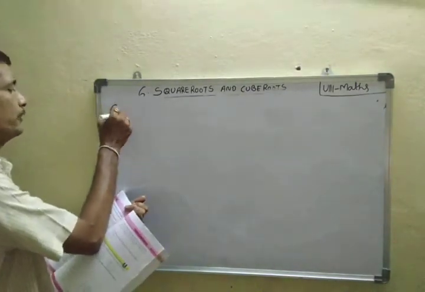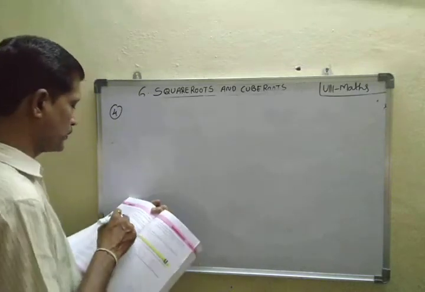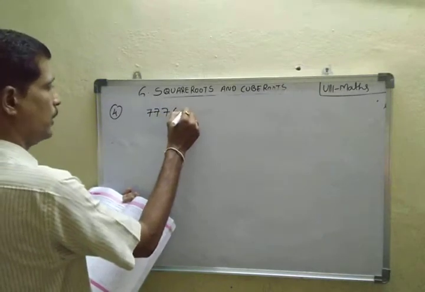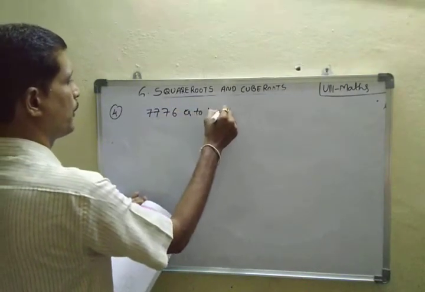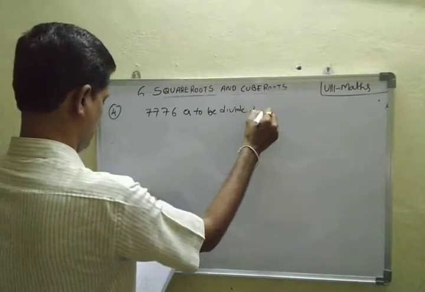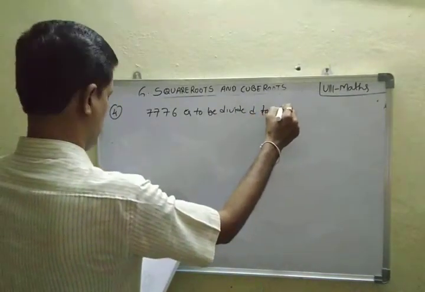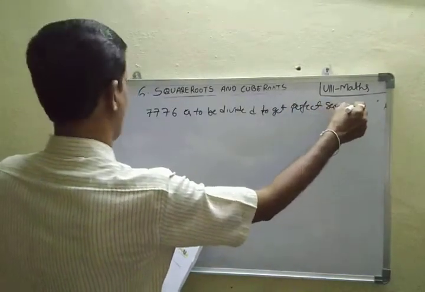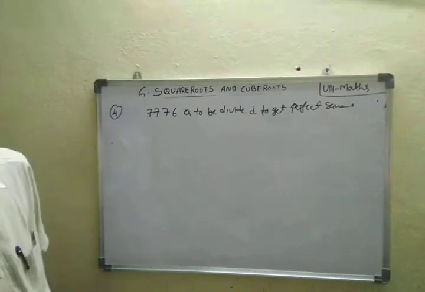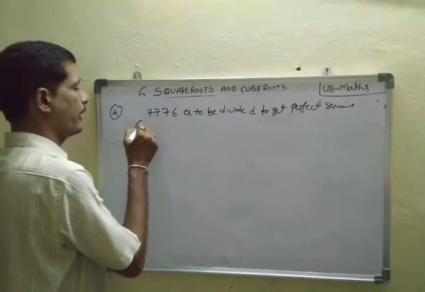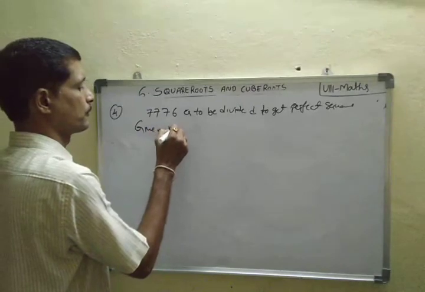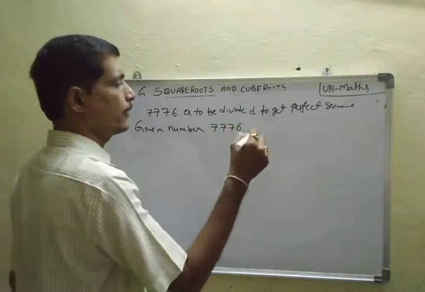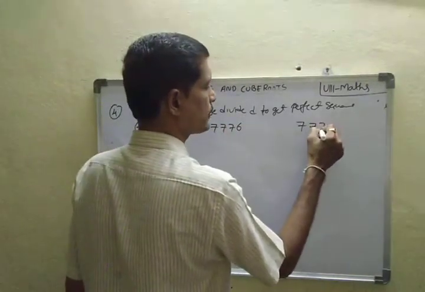Fourth question. Find the smallest number by which 7776 is to be divided to get a perfect square. Here the given number is 7776. First, write the prime factorization of 7776.